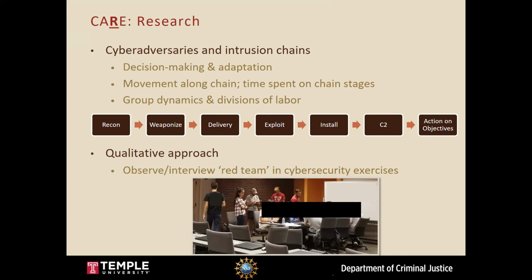Now, for the most part, we have been using a qualitative approach in collecting data. If you look at the image on the screen, you can see that we're actually at a real-time cyber attack cybersecurity exercise, and there are many of these that occur across the country, some collegiate, some more professional. We go out and observe the red team, or the adversarial team, for the duration of the exercise. After the exercise is done, we often interview them. So this is the main methodological framework that we have.